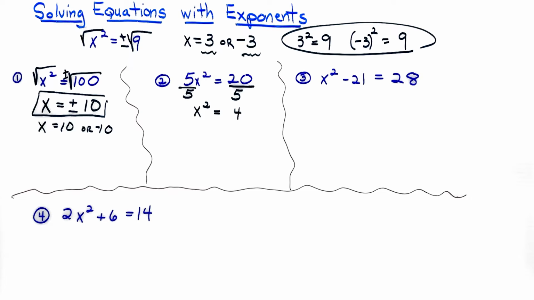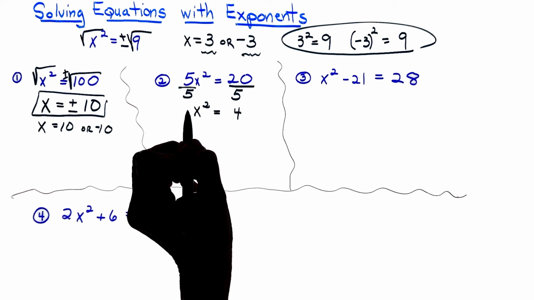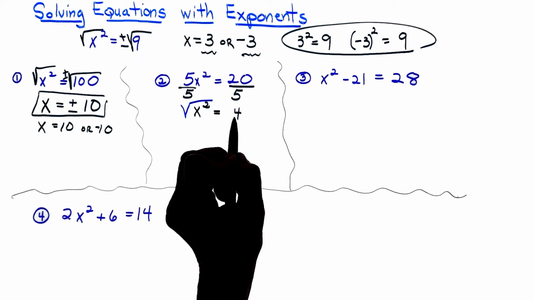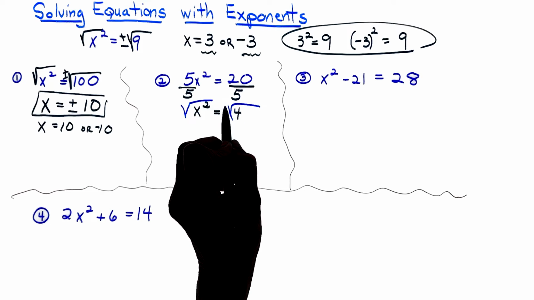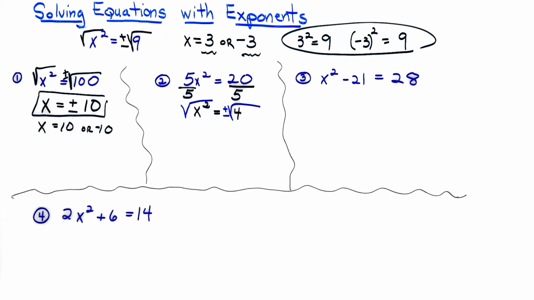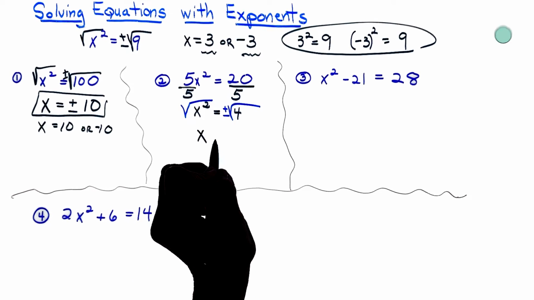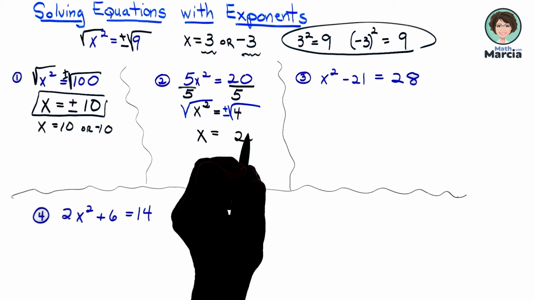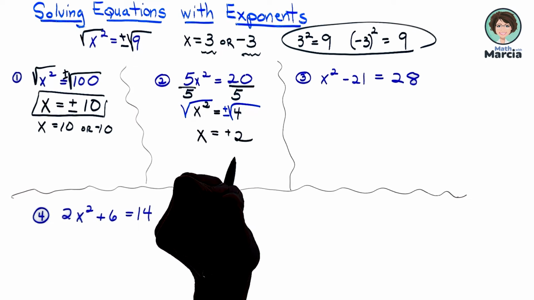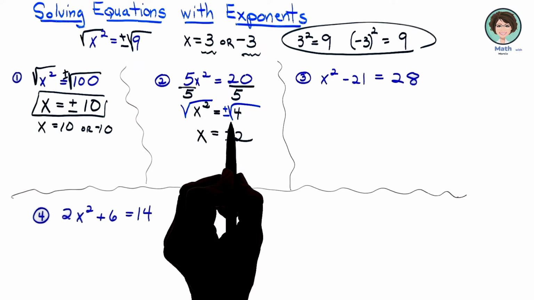Again, for the next step, now I do see that I have just the x squared alone, and that's what I have to have in order to go ahead and take the square root of both sides. And the square root of x squared is just x. And the square root of 4 we know is 2. So our answer could be positive 2 or negative 2.